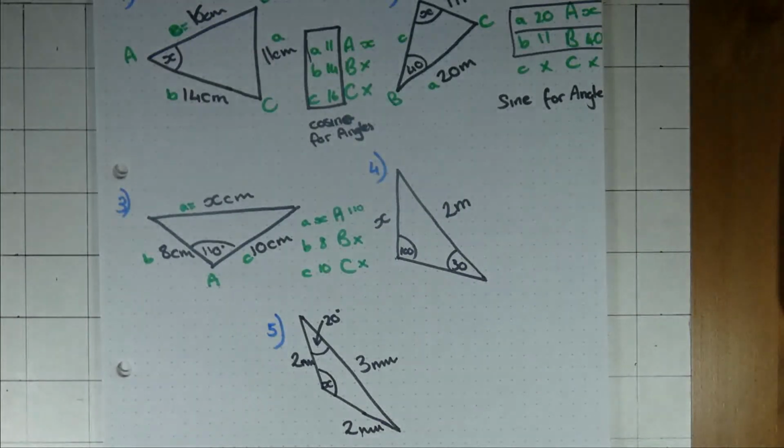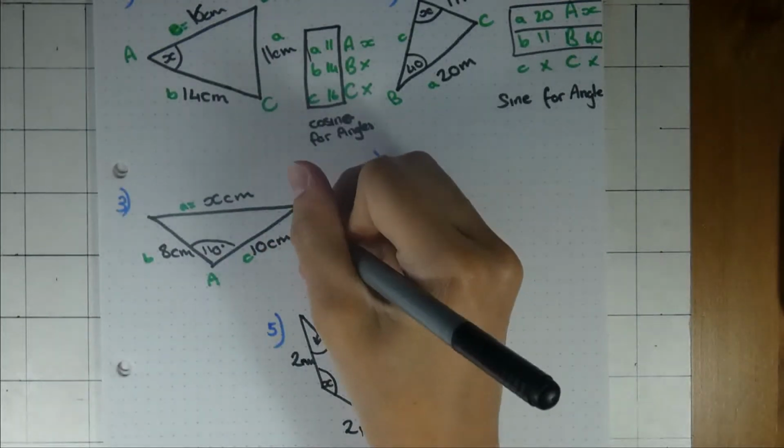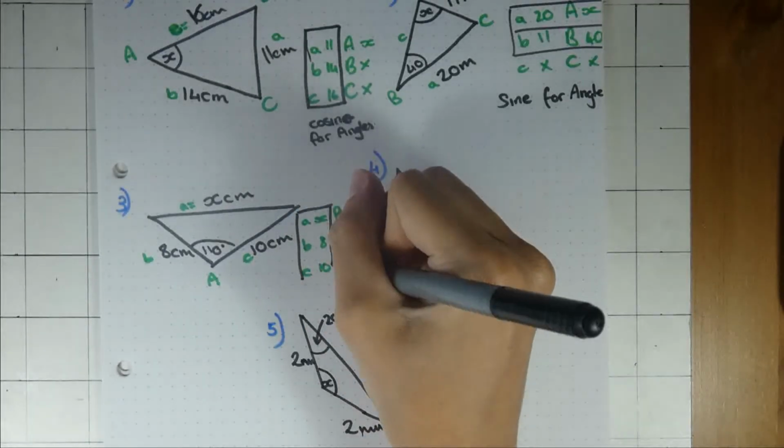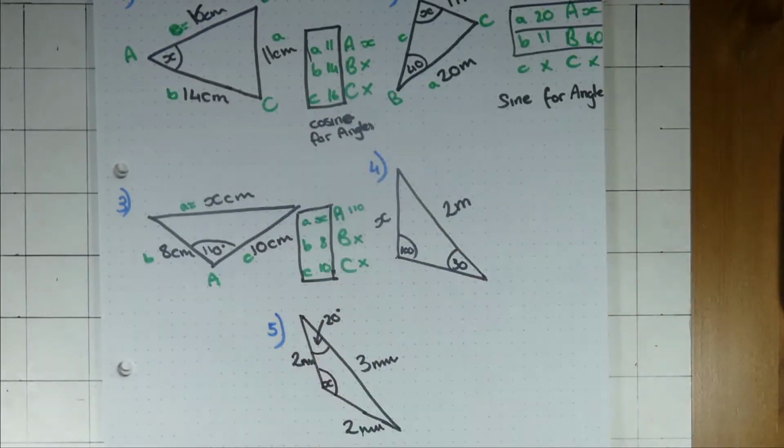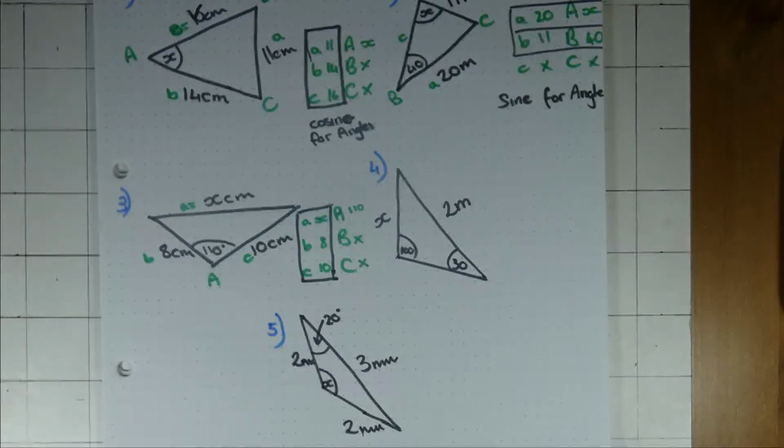Looking at our data, we have that column of information. So that tells us we're going to be using cosine rule.